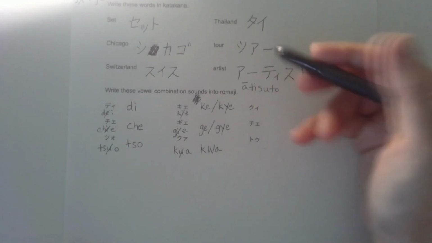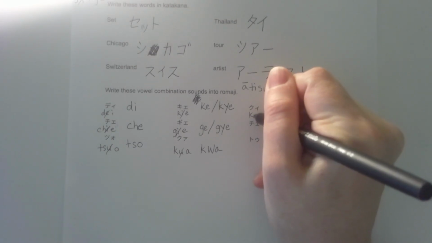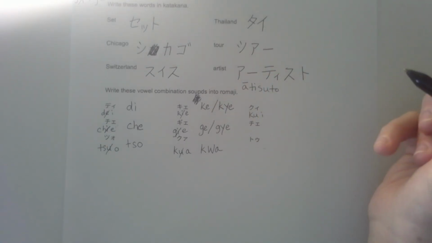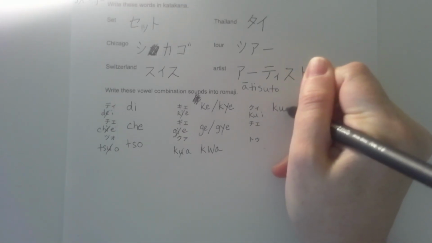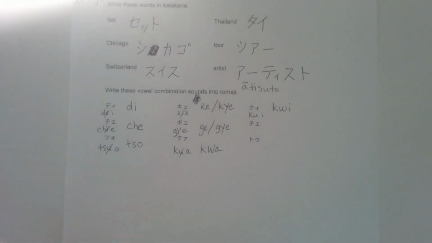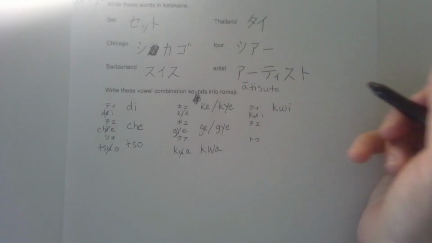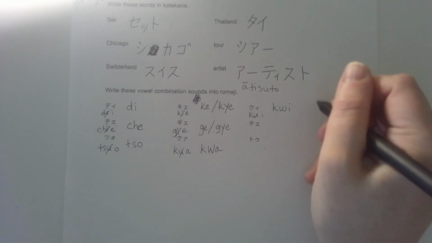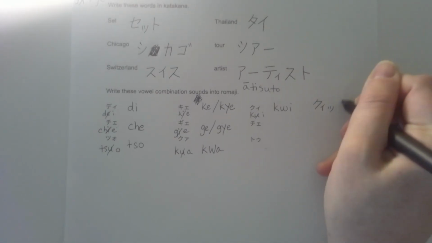Then a ku and a small e. Ku and small e make kwe. So kwe. For example, the word quick is kwik. So ku, quick.